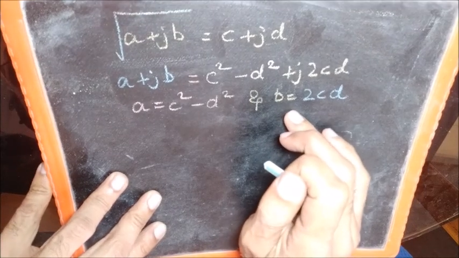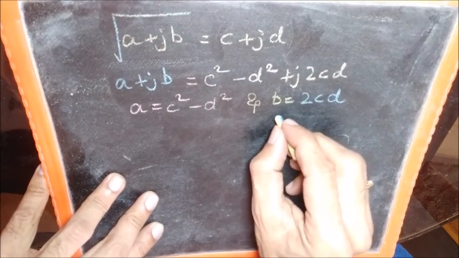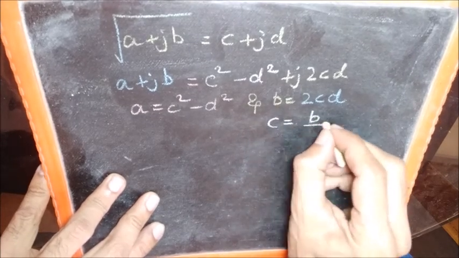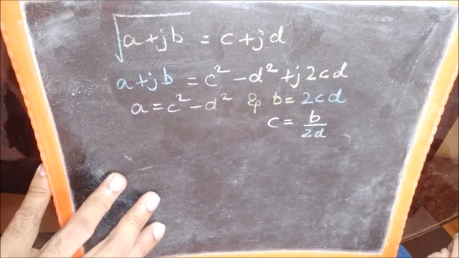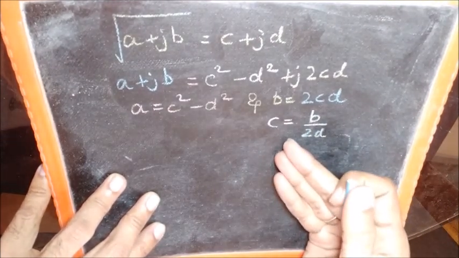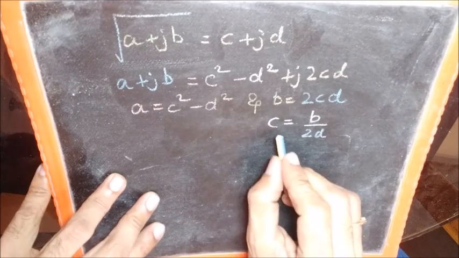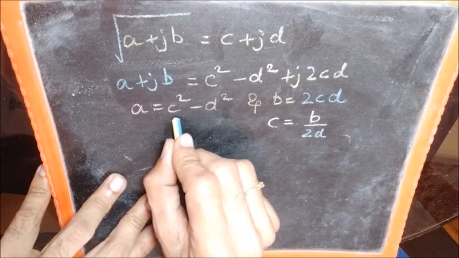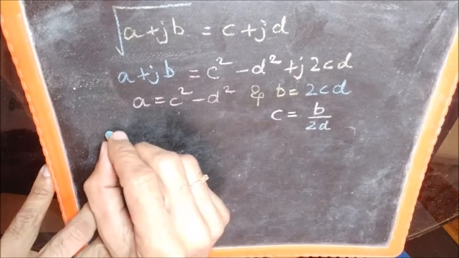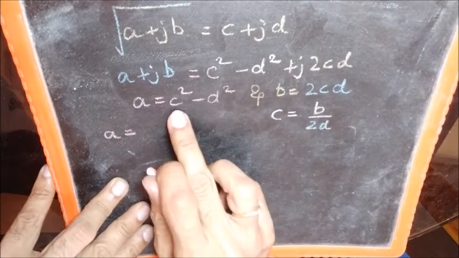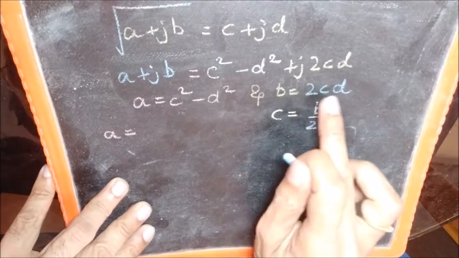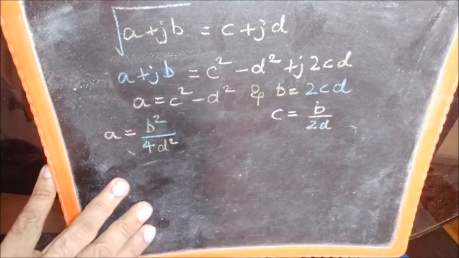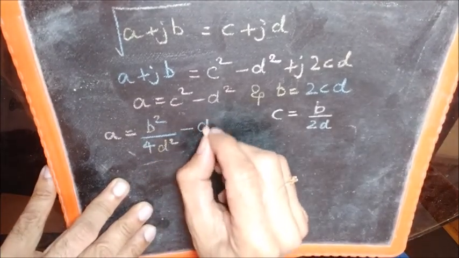Now from this relation, we can write c as equal to b by 2d, and we can now use this expression for c in terms of b and d in this relation. So that gives us a is equal to c square. In place of c square, I will just write the square of this, and we get b square by 4d square minus d square as it is.